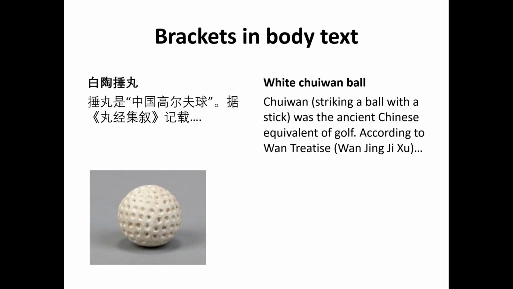Okay, we have this tiny ball here, and it's called a Chuiwan ball. Chuiwan is in the title, but we're not going to explain it because it just makes the title look really ugly. Basically, that's why you do that. So we put it in the first sentence. Chuiwan, striking a ball with a stick, was the ancient Chinese equivalent of golf, according to one treatise, Wanjin Jishu. Right, so you've got two instances of brackets happening here. That's absolutely fine. As long as it's in the body text, it's fine.